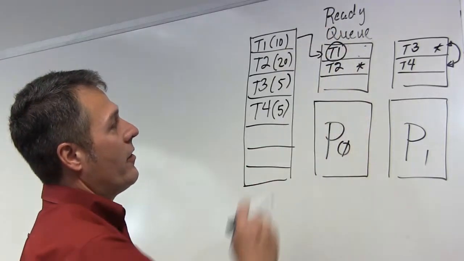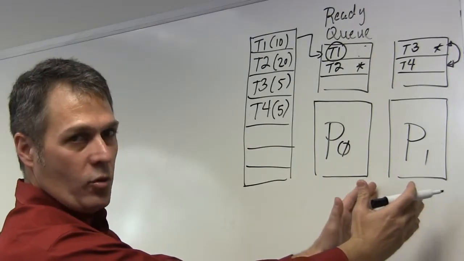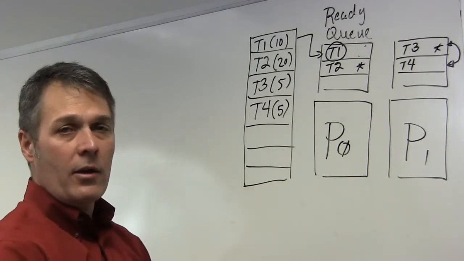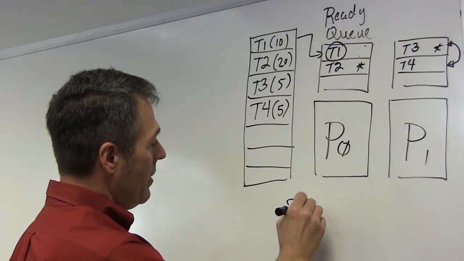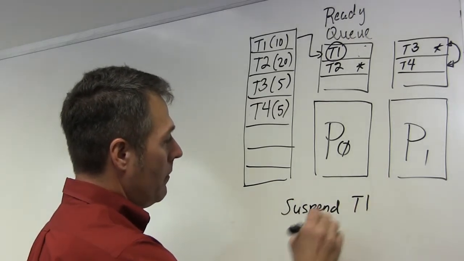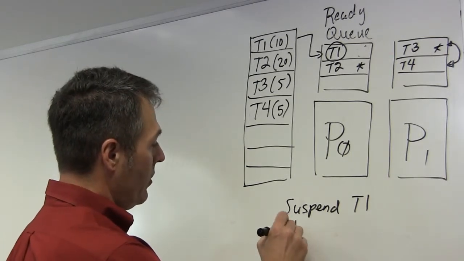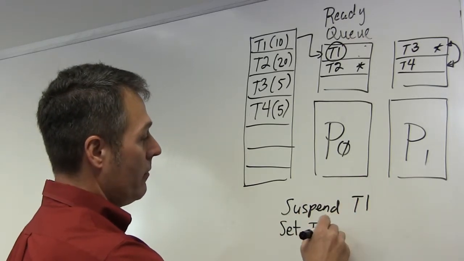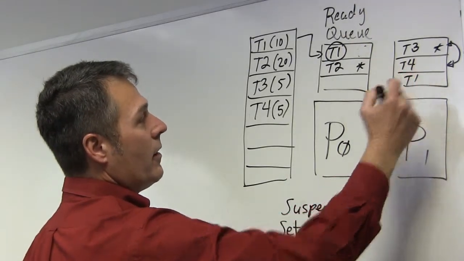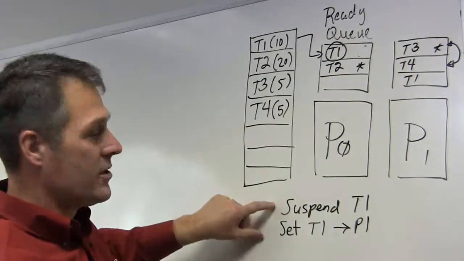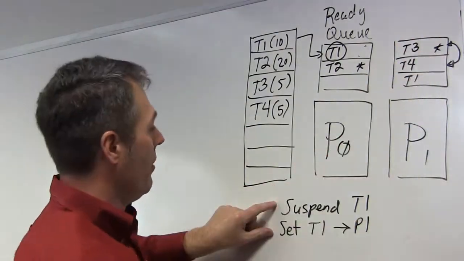The next scenario I want to talk about is moving thread 1 from processor 0 to processor 1. In order to do that, we have to suspend thread 1. If we suspend thread 1, that gives us the ability now to set its processor. So now we can set thread 1's processor value to P1. Now thread 1 is sitting here, but notice it hasn't yet activated because it's still in a suspended state. So thread 3 and 4 are still being ping-ponged back and forth.